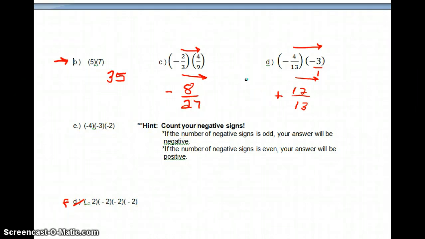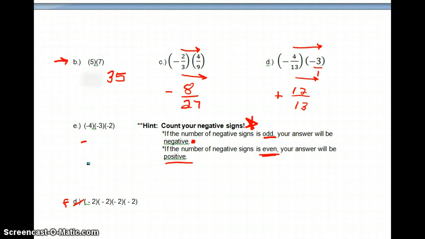And the trick is that you can count your negative signs. If the number of negative signs is odd, your answer will be negative. If the number of negative signs is even, your answer will be positive. So you can right off the bat count your negative signs and say 1, 2, 3. Oh, that's odd. My answer is negative.